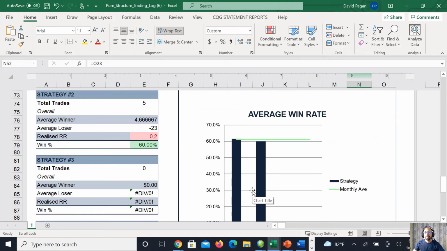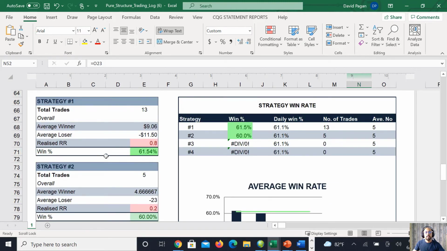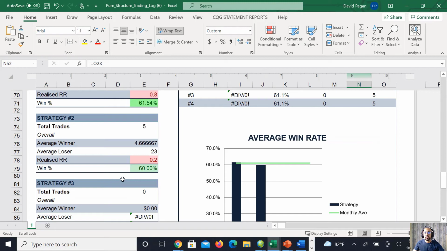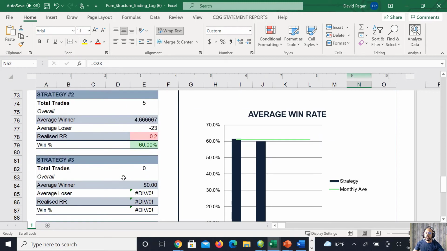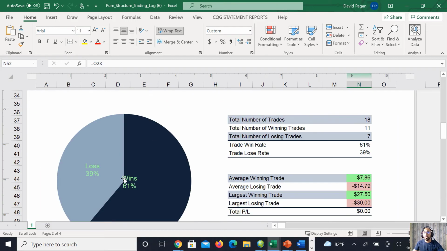So again, still not so bad. You can see 61.54% on strategy. The long strategy and the short strategy are about 60%. So again, a little bit lower than what we've been averaging the last 2 weeks.